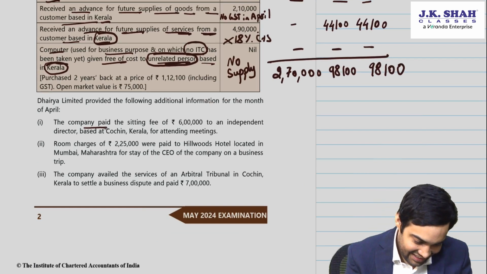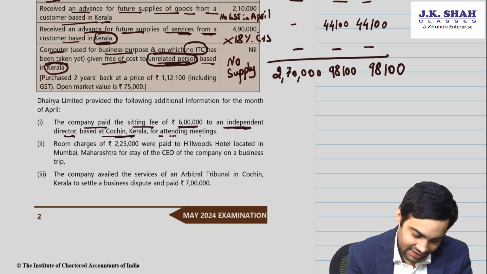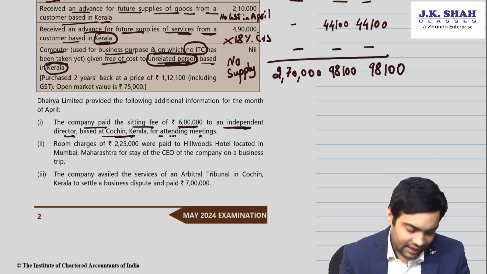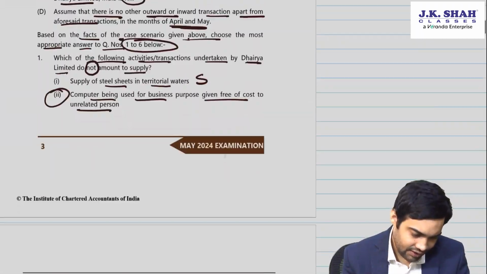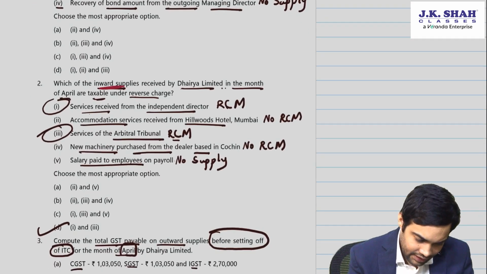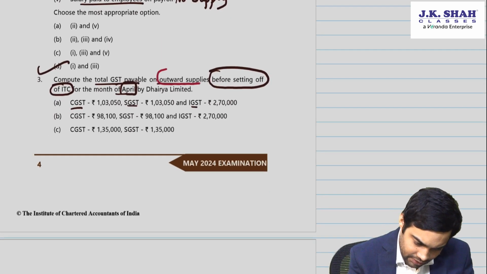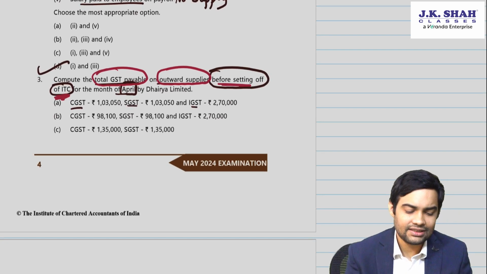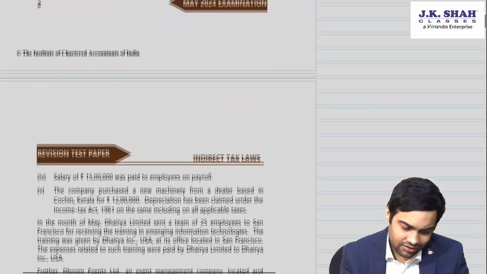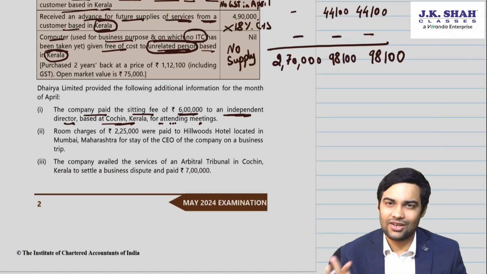Okay. The company paid sitting fees of 6 lakh to an independent director based in Kerala for attending meeting. Will you get ITC? Yes. Plus this will also be covered under RCM. RCM they have not asked. If you see the question carefully, they have only asked inward supply, RCM, outward supply, GST payable before setting ITC. So they have not asked outward supply plus RCM. So RCM we are not required to compute.